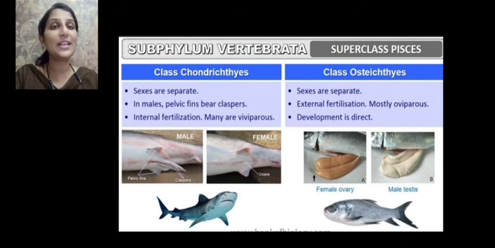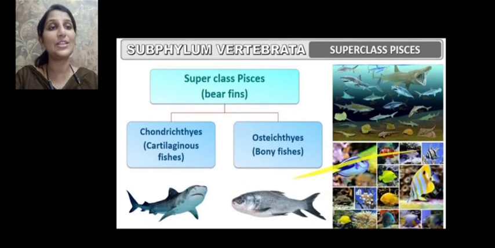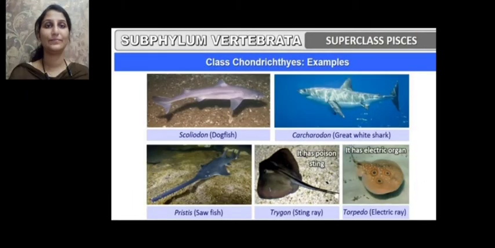In the case of Osteichthyes, the fertilization is different. It is external fertilization and most of them are oviparous. And the development is direct. They do not have a larval stage in the case of Osteichthyes. So that is about the superclass Pisces, which bear fins. They are divided into two classes, Chondrichthyes and Osteichthyes. The Chondrichthyes are mainly the cartilaginous fishes, and Osteichthyes are bony fishes. And we had a general comparison of their characters.